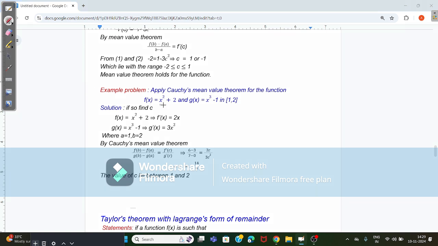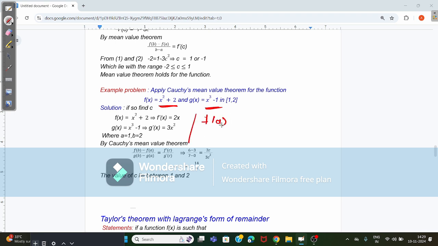Okay, this is the value of f of x given as x square plus 2, and g of x has been given as x cube minus 1 in 1 comma 2. If so, find the value of c. So f of x is x square plus 2 and f dash of x is 2x. g of x is x cube minus 1 and g dash of x is 3x square. Okay, we have to find also the values of a and b.